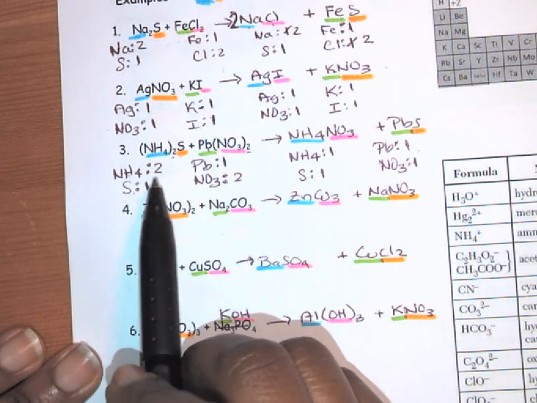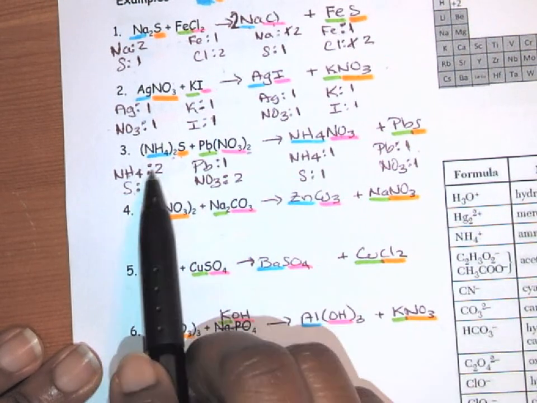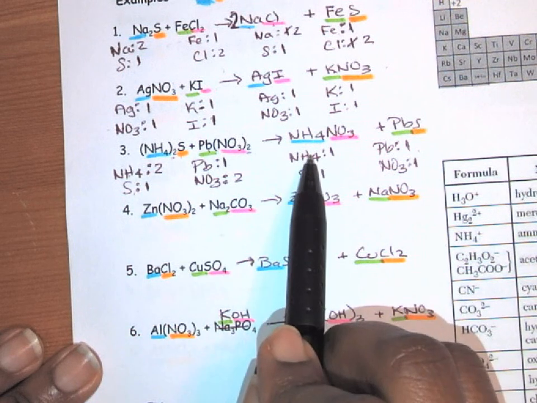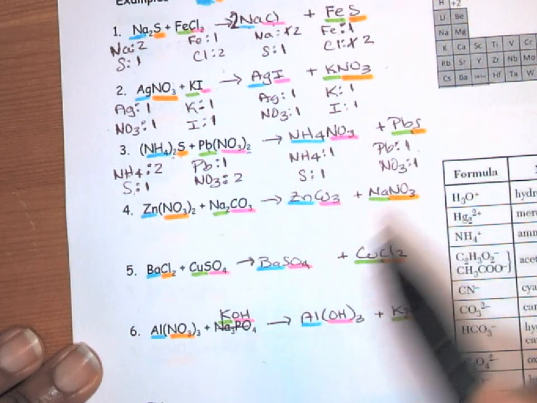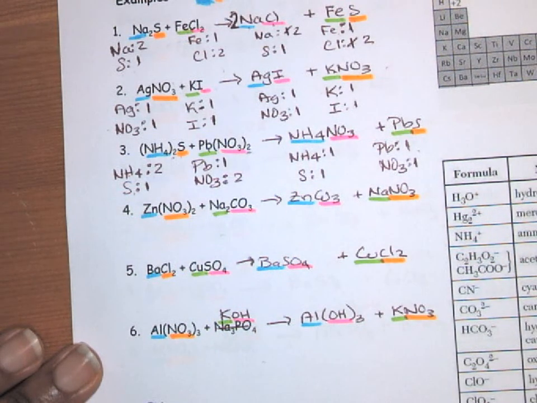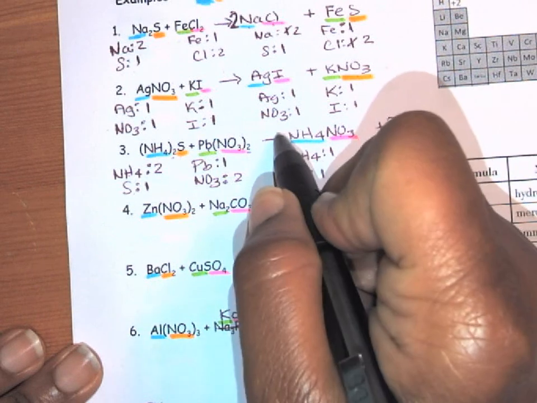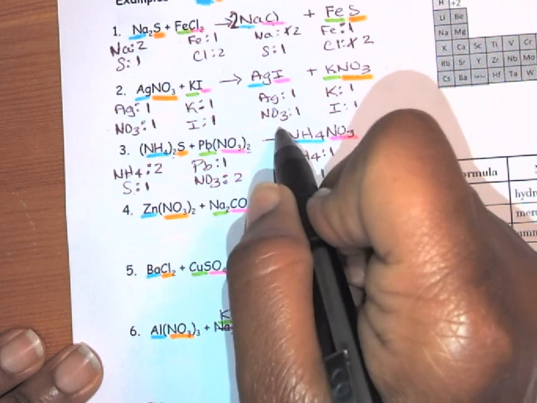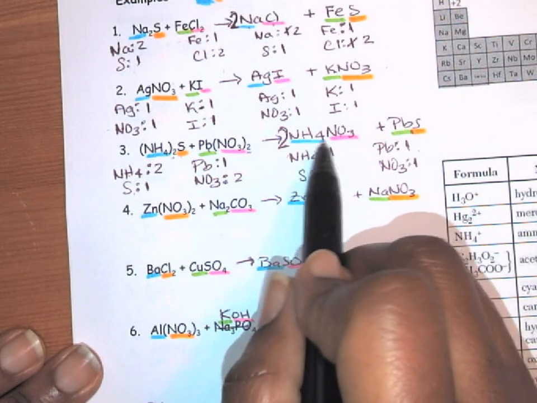Okay, so now comparing them. My ammoniums, NH4s, are not matching up. So I have 2 on this side and 1 on that side. So in order for me to get 2 on this side, remember I have to change the coefficients. I can't put parentheses around it and change the subscript because that would make the formula incorrect. So the only thing I do is change the coefficient in front. So in front of this compound, I'm going to put a 2 as my coefficient.